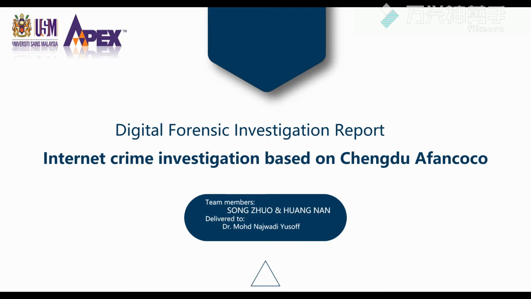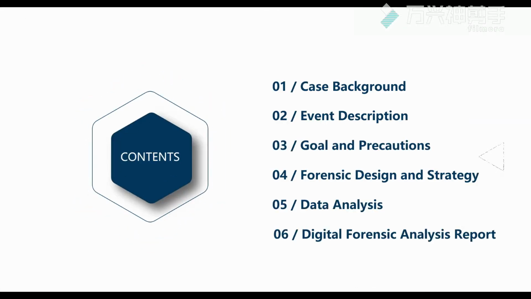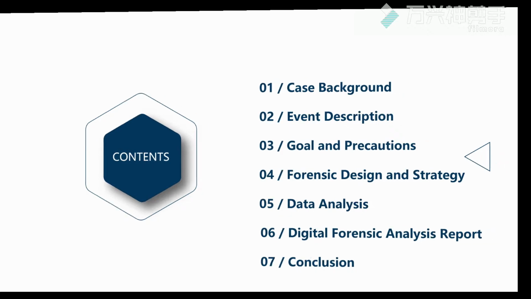Our group project is about internet crime investigation based on Chengdu Afankeke. Our group team members are ZHUO and Huangnan. The whole group project is divided into 7 parts, including case background, event description, goal and precautions, forensic design and strategy, data analysis, digital forensic analysis report, and our conclusion.